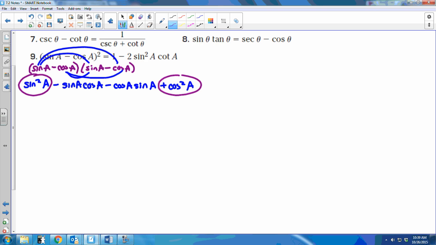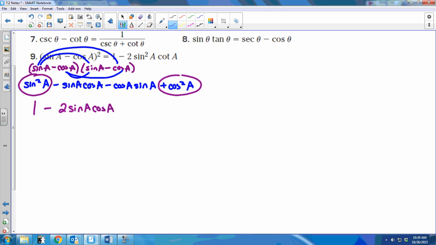What do I know about sine squared plus cosine squared? That equals 1. And then I have negative sine cosine and negative sine cosine. So that's pretty much two of the same terms. So I have minus 2 sine A cosine A. Everyone okay with what I just did? Right, sine squared plus cosine squared is 1, and I just combined the two middle terms, just like if I had an x and an x, right? Okay, I can't really do anything else on that side. I mean, I'm kind of stuck. I'm at a stopping point.